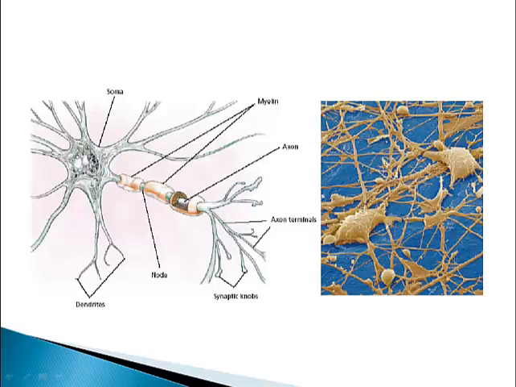Now, they can either collect information from other neurons, or they can collect information from sense organs. From the vision receptors in your eye, the auditory receptors in your ear, the touch receptors in your skin, the chemical receptors in your nose and in your mouth. So they collect information, and the dendrites, of which, by the way, there can be hundreds, if not thousands, on a single neuron. Imagine the connections.